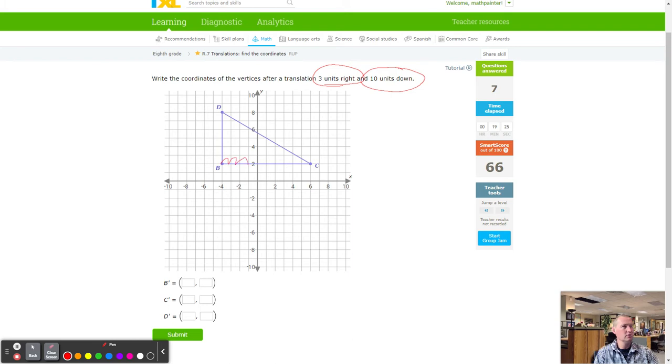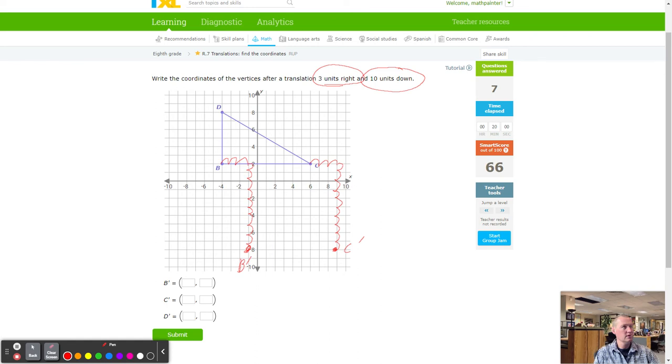1, 2, 3. Okay, there's 3 units to the right, but notice up here we have 10 units down. Down 1, down 2, down 3, down 4, 5, 6, 7, down 8, down 9, down 10. All right, that's B prime there. C prime, 3 units to the right. 1, 2, 3, down 10, down 1, down 2, down 3, down 4, down 5, 6, 7, 8, 9, and 10. C prime.